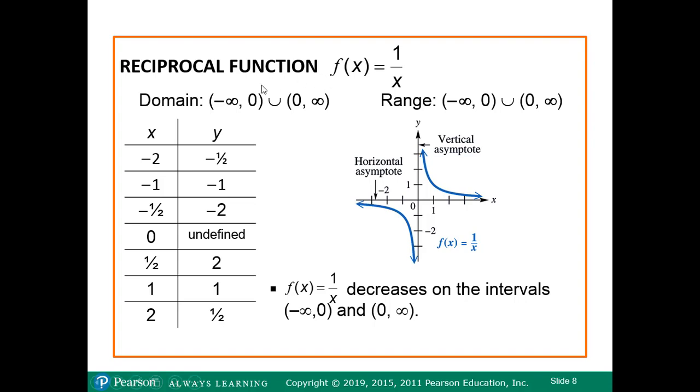And so we find that the domain is everything except 0. So this is the domain. And then the range is everything except 0. Notice that in the range, all values are accounted for except for y equal to 0. And in the domain, everything is accounted for except for x equals 0.